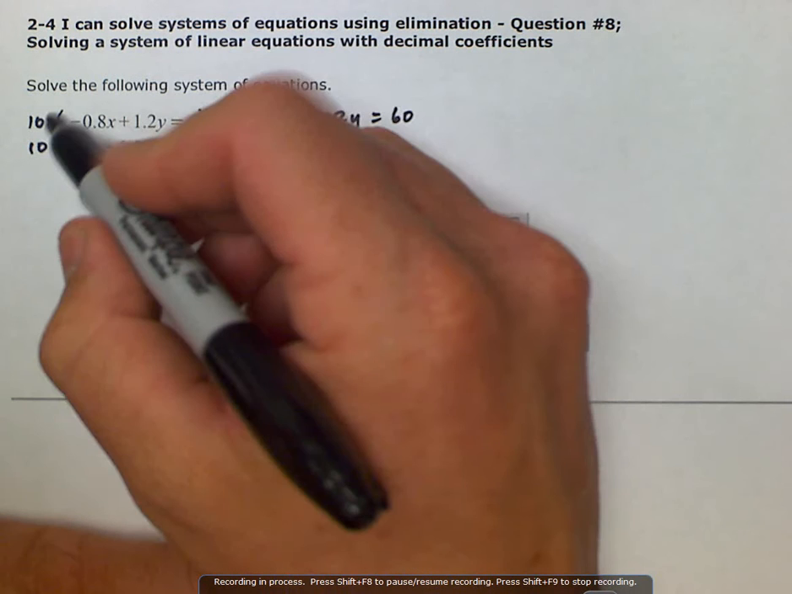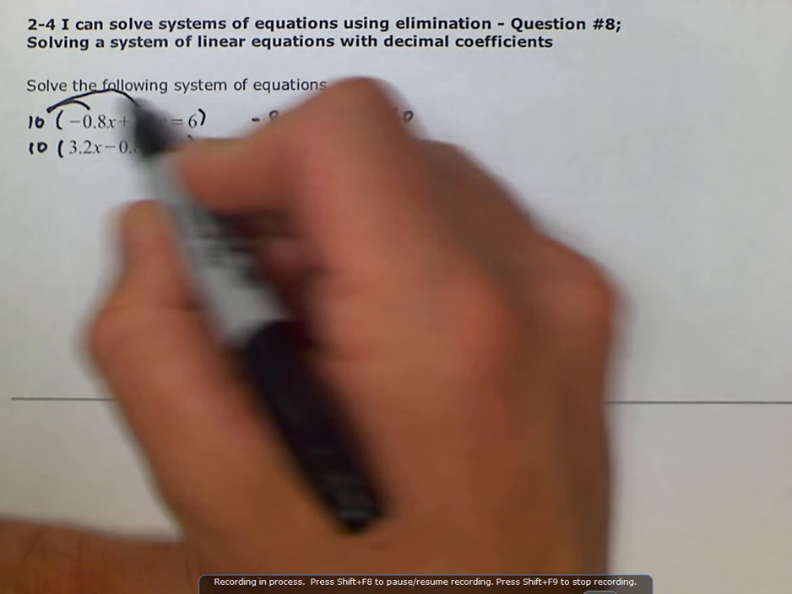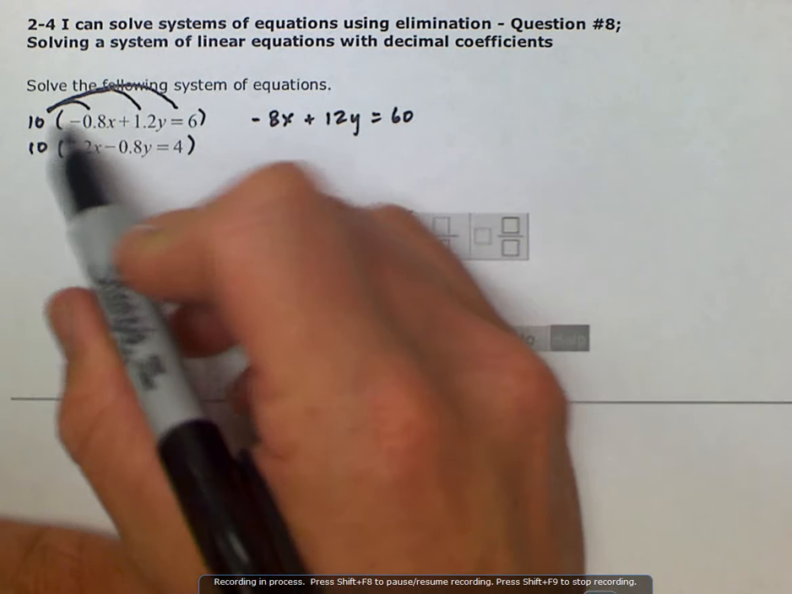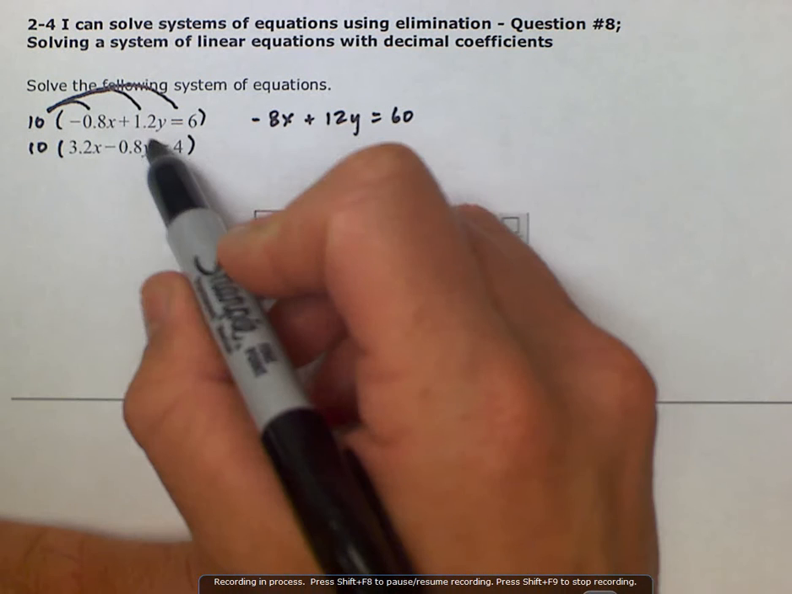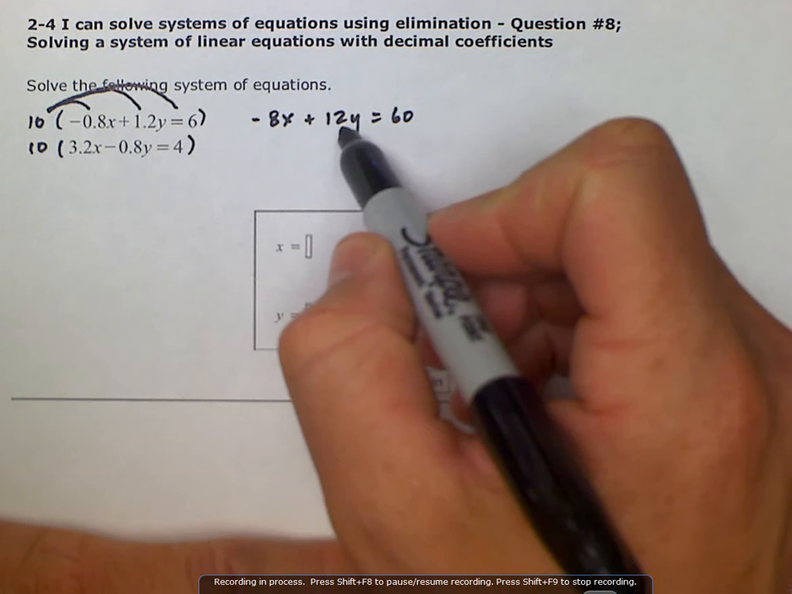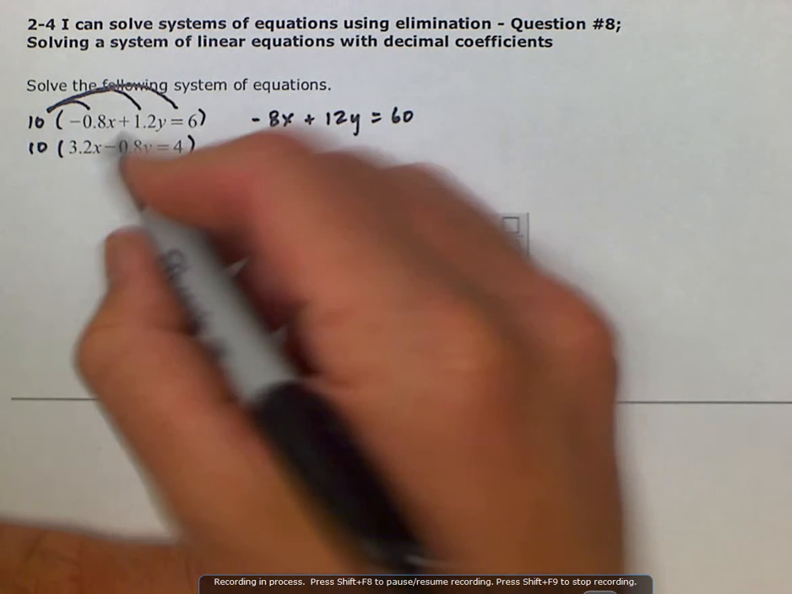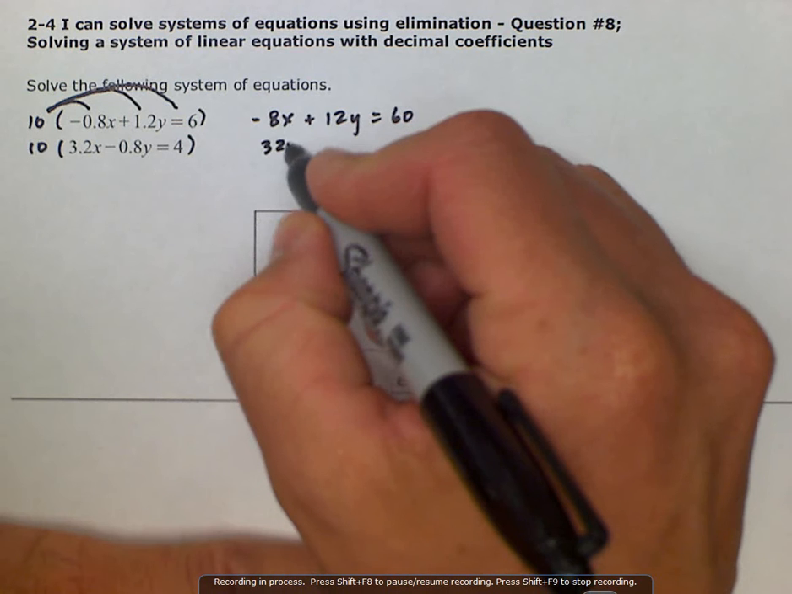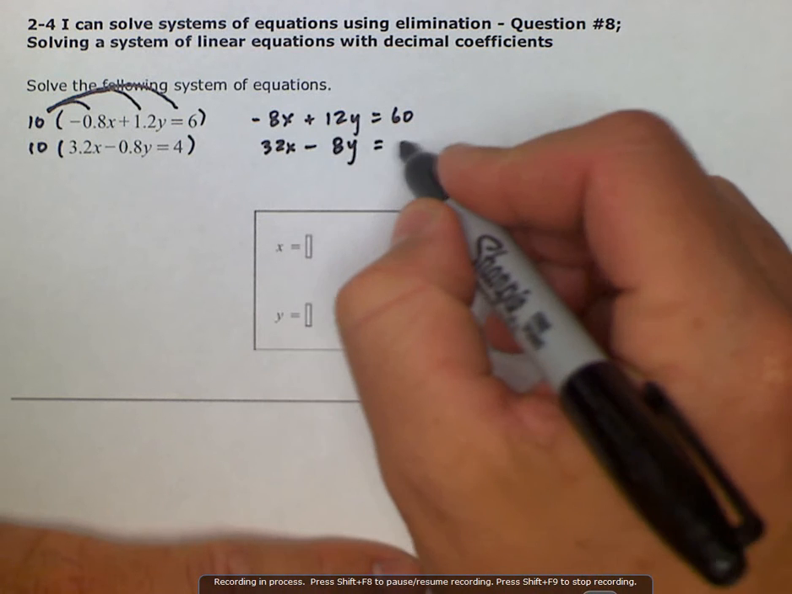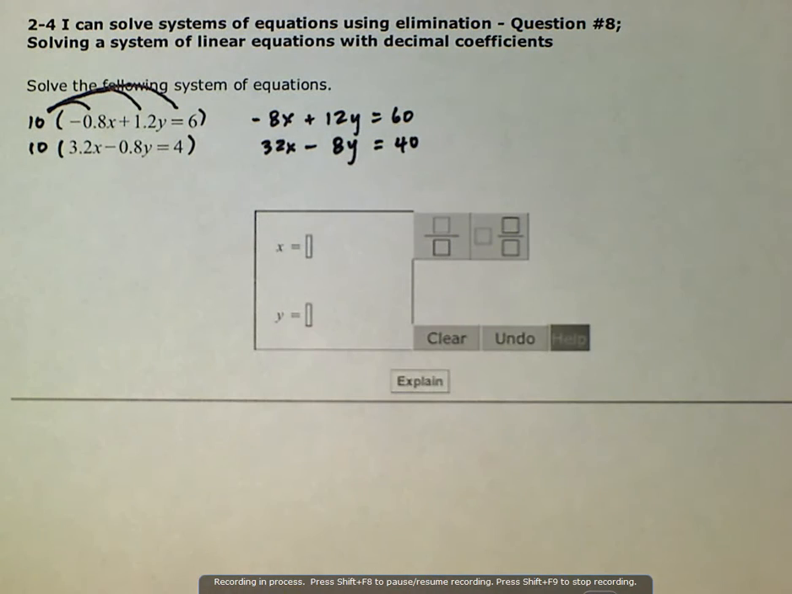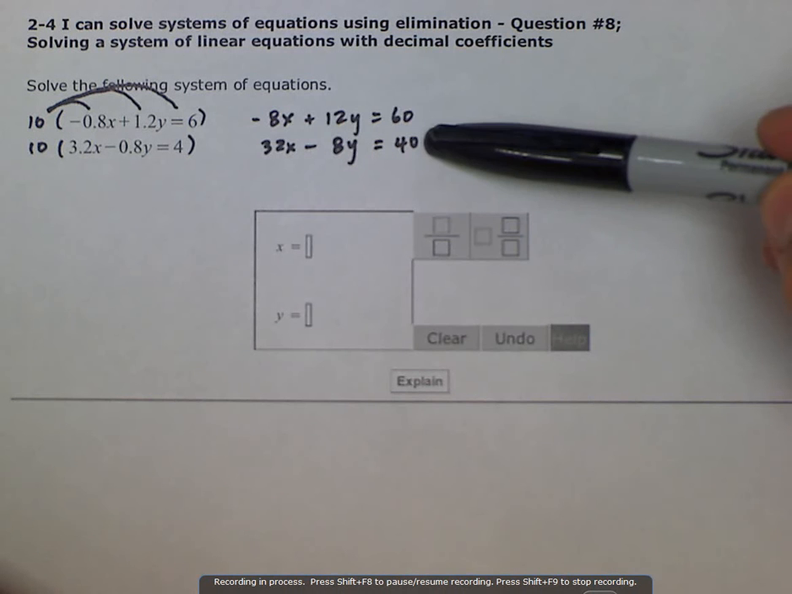When we distribute this 10 in, we'll distribute the 10 into this, to this, and to this. So you see 10 times a negative 0.8x is negative 8x, 10 times 1.2 becomes 12, and 10 times 6 is 60. So we'll do the same thing, distribute the 10, giving us a 32x minus 8y is equal to 40. Now we're prepped, or we can go ahead and prep the system in order to solve by elimination.